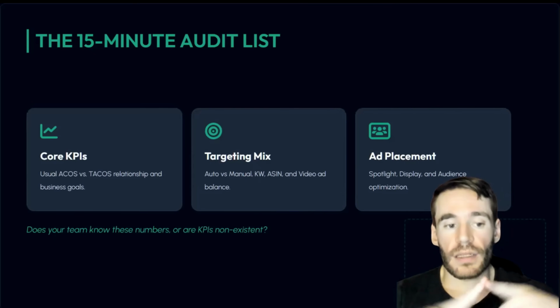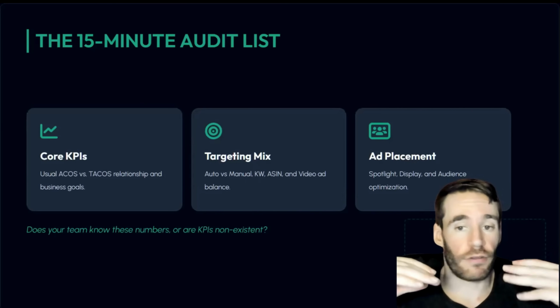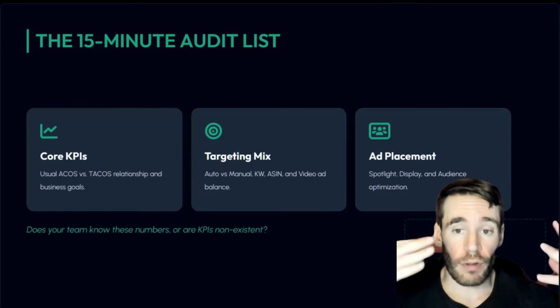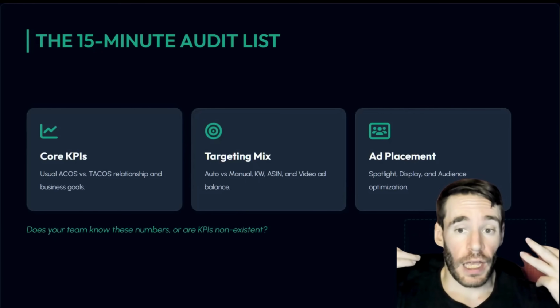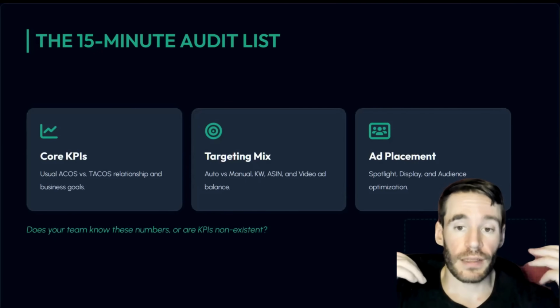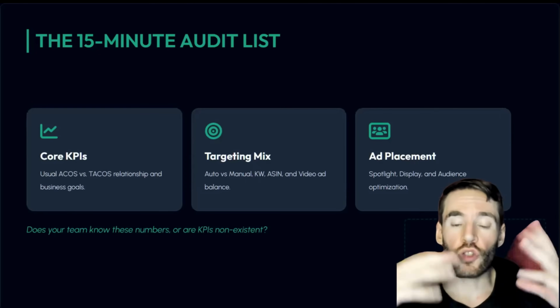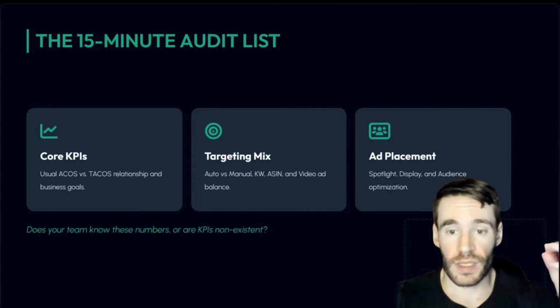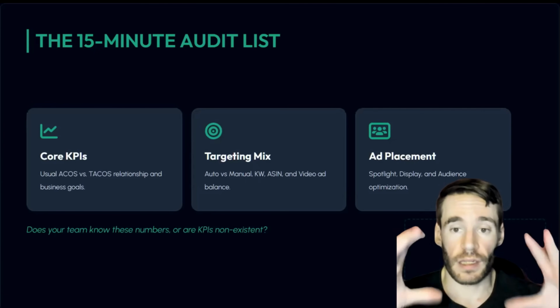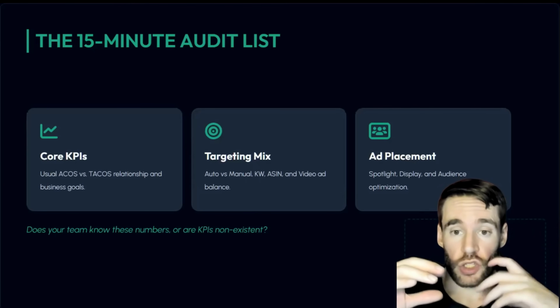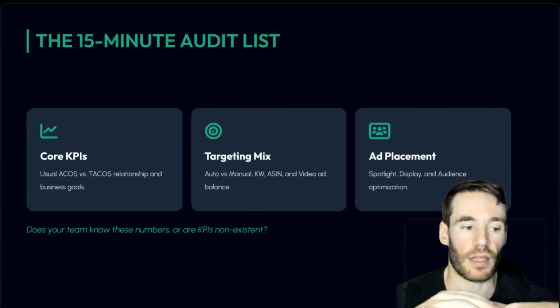The targeting mix: see if you have automatic running, manual campaigns, keyword targeting, ASIN targeting, video ads, Sponsored Brand, Spotlight, Sponsored Display, and also cross-selling and upselling kinds of strategies. So this is the targeting mix that needs to be fixed and that we need to check in this kind of audit.